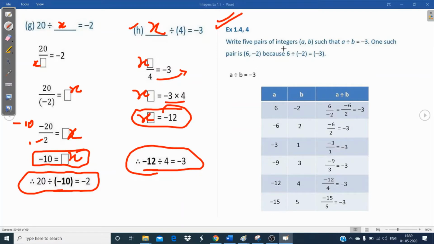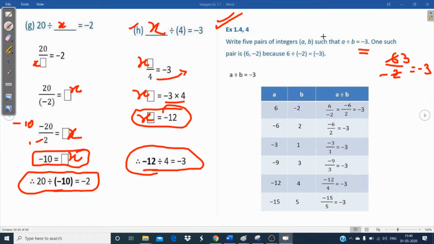Now, fourth question. Write 5 pairs of integers a and b such that when you divide these two, a and b can be any value. So when you divide these two integers, what should you get in the quotient? You should get minus 3. One such pair is given: 6 divided by minus 2. Now if you cancel this, student, 2 ones are 2, 2 3s are 6. What value are you getting? Minus 3.